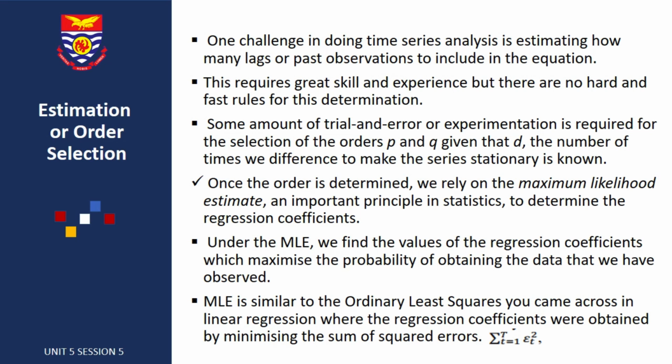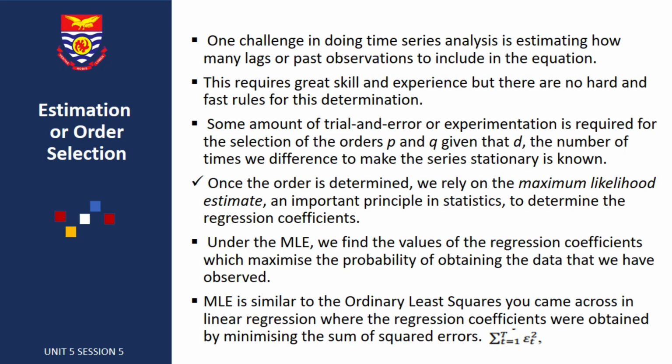The parameters that we have to consider in this estimation are the number of lags for our moving average, which is the Q, the number of lags for our autoregressive model, which is the P, and the D, which refers to the number of times we have to difference the data series in order to achieve stationarity. Once the order is determined, we have to rely on the maximum likelihood estimate.